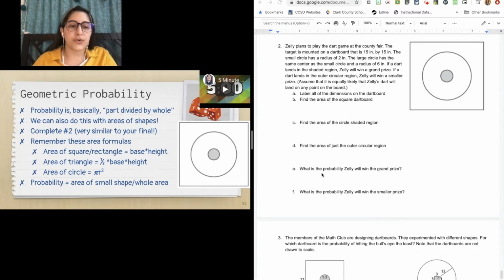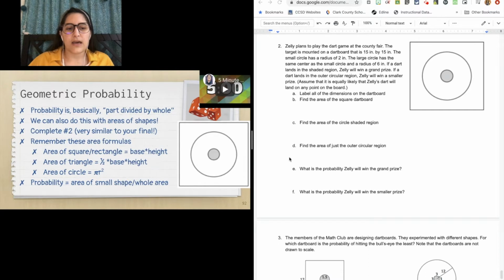Okay, so I'm going to do an example for you here with this dartboard, and then there's 4 other dartboards on the next page that you can try out. So watch my example here, and then I would try the examples on the next page. Okay, so in my lovely picture here, I have this dartboard. It's square and it has 2 circles inside of it.